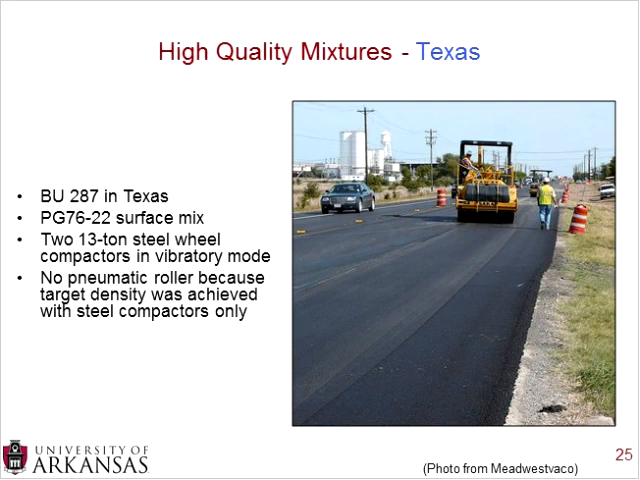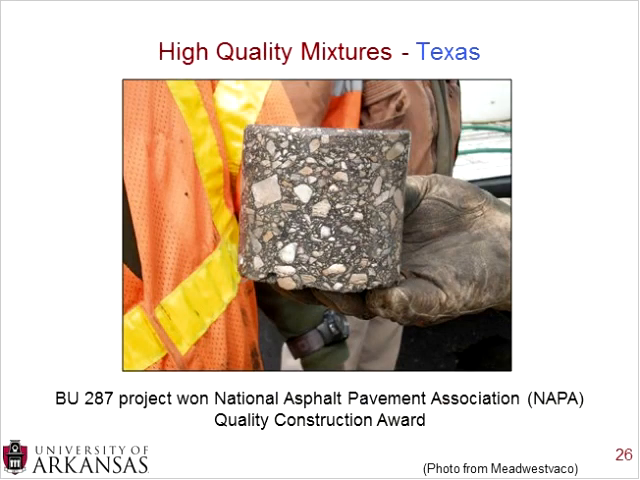So an example of a high quality mixture, and this is in Texas, and this actually won an award, which we'll talk about on the next slide. It's the BU-287 in Texas. It's a PG76-22 surface mix. They used two 13-ton steel wheel compactors in vibratory mode, and they did not need to use a pneumatic roller because their target density was achieved with only those steel compactors. So this is an example of a project where traditionally they would be using a pneumatic roller, but because of the ease of compaction, they were able to eliminate that from the job, saving both equipment costs and also labor costs.